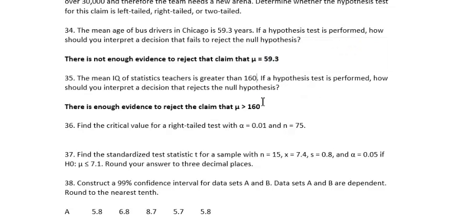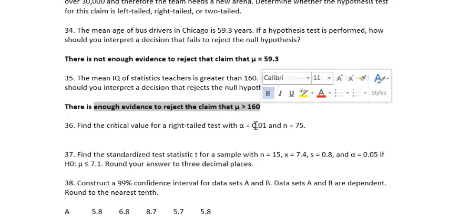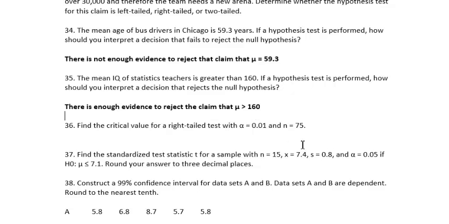If a hypothesis test is performed, how would you interpret a decision that rejects the null hypothesis? Then I would say there is enough evidence to reject the claim that mu is greater than 160. Same basic idea, except 34 was saying there's not enough evidence to reject the claim, and 35 is saying that there is enough evidence to reject the claim.